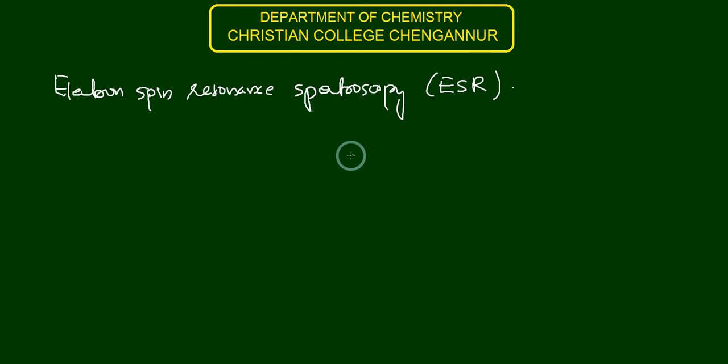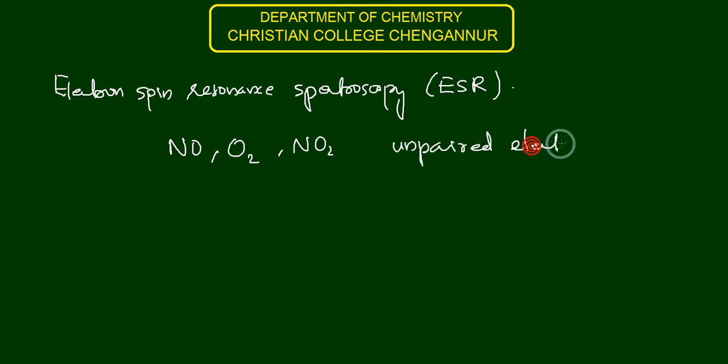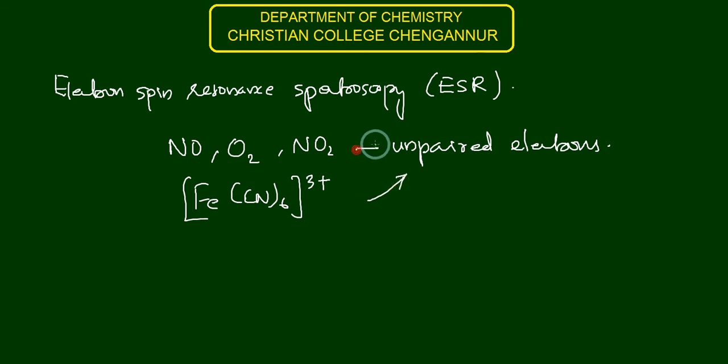You know, some molecules like NO or O2 or NO2, etc. These molecules have unpaired electrons, right? Unpaired electrons. And not only that, you have learned some complexes like Fe(CN)6 3-. Complexes of this type also have unpaired electrons.